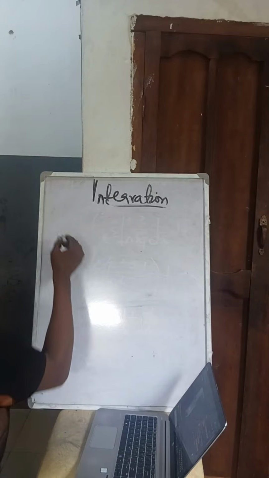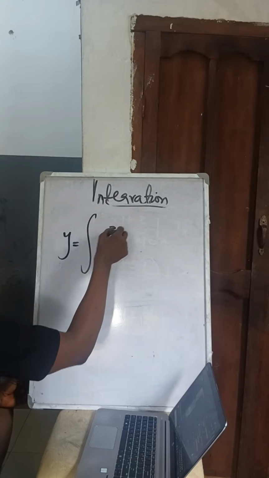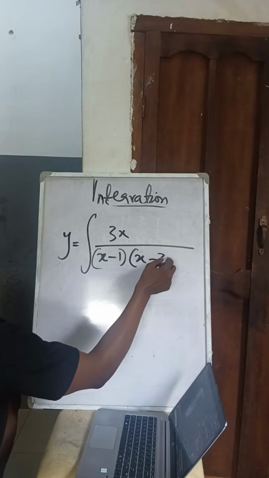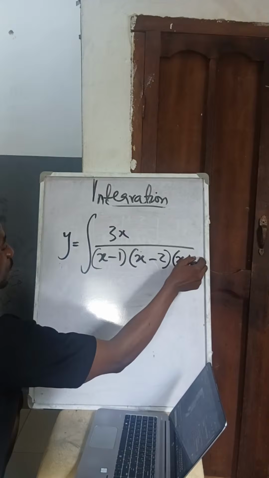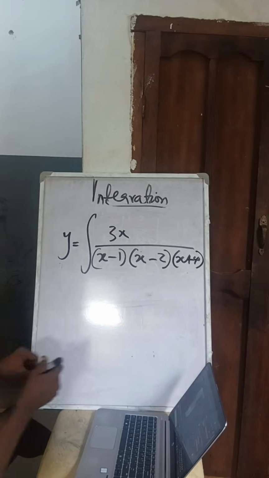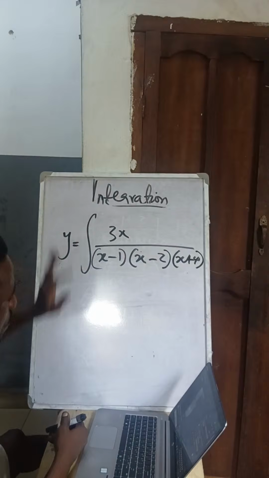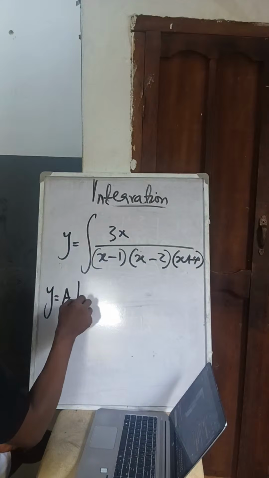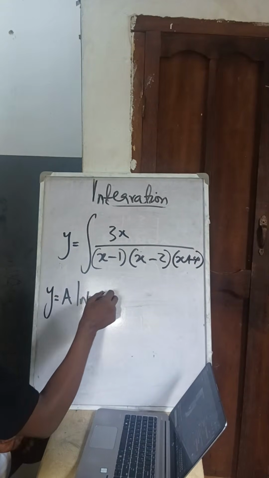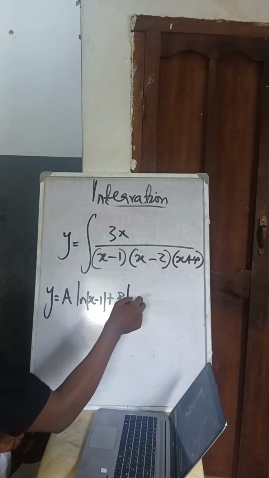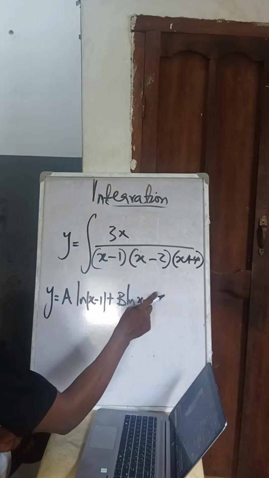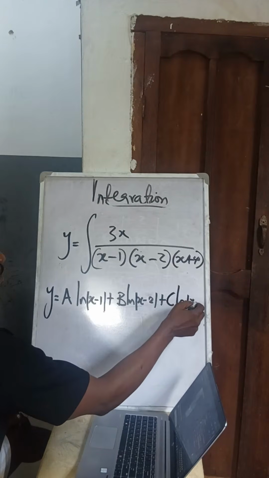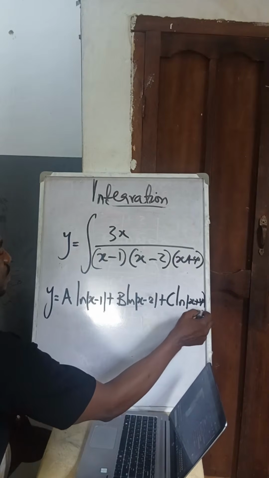A situation you have: y is equal to 3x over (x minus 1)(x minus 2)(x plus 4). This is x times x times x, x raised to the power 3. Very simple. All you need to do is y is equal to A over (x minus 1) plus B over (x minus 2) plus C over (x plus 4).